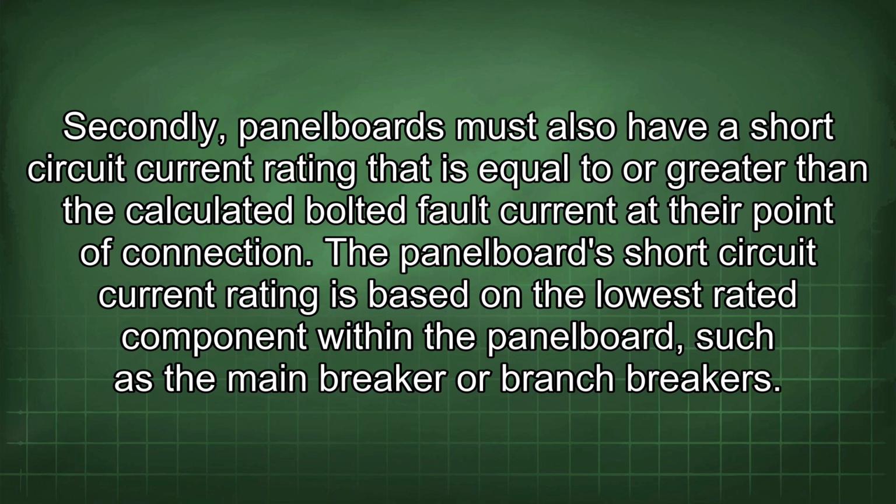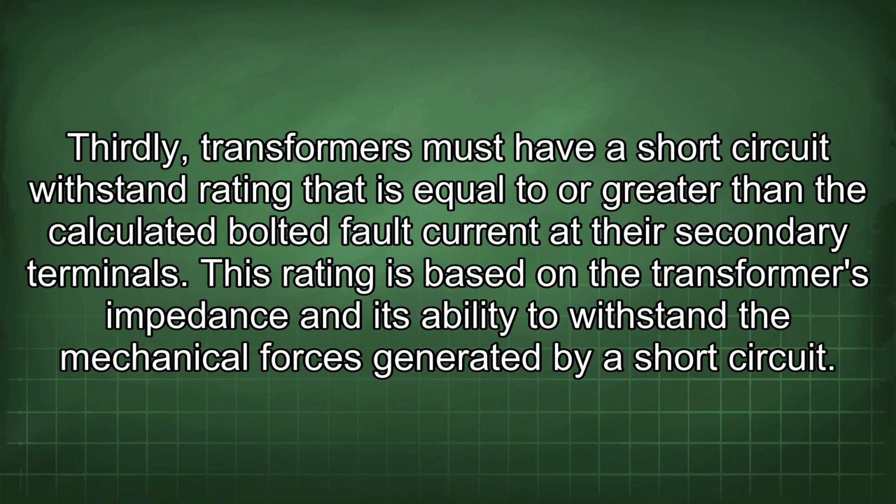Secondly, panel boards must also have a short-circuit current rating that is equal to or greater than the calculated bolted fault current at their point of connection. The panel board short-circuit current rating is based on the lowest rated component within the panel board, such as the main breaker or branch breakers. Thirdly, transformers must have a short-circuit withstand rating that is equal to or greater than the calculated bolted fault current at their secondary terminals. This rating is based on the transformer's impedance and its ability to withstand the mechanical forces generated by a short circuit.